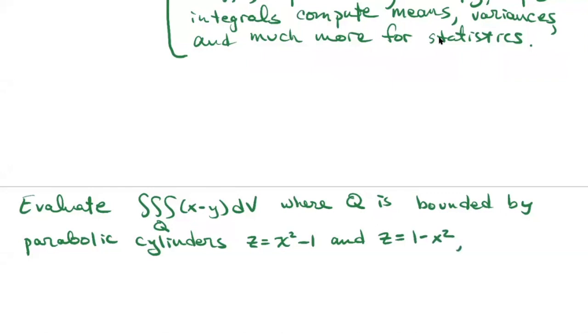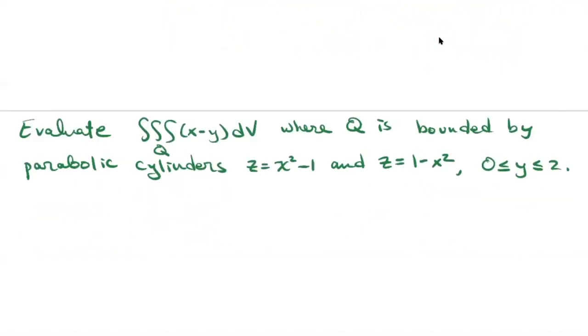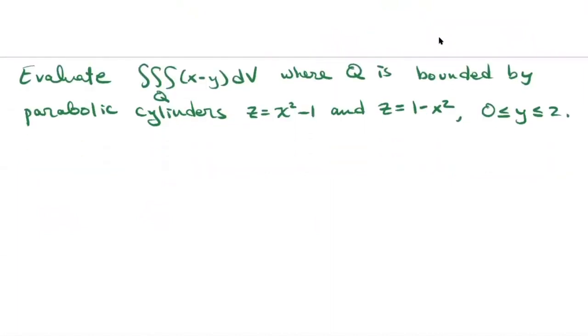And where y goes from 0 to 2. Okay, so that's the problem. And so we have to learn how to make sense of this. Obviously, you're integrating from surface to surface. Right now, I've given you two surfaces in z. Let's go ahead and see if we can pull this off.